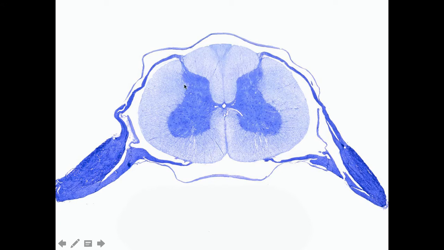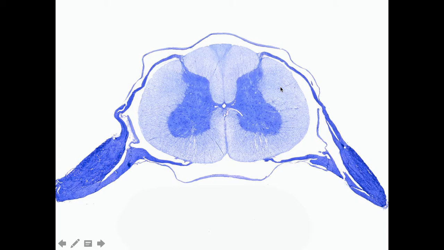And so when we look at the cross-section of the spinal cord, the first thing to notice is the arrangement of the gray and the white matter. The gray matter is this structure here. It almost looks like a butterfly. And then surrounding it is going to be the white matter. And the difference here has to do with what's making up those two regions. The white matter, this is myelinated axons.